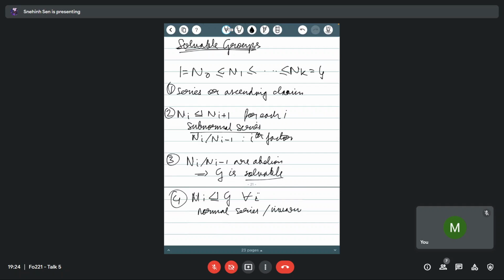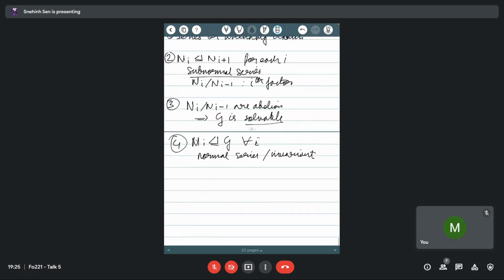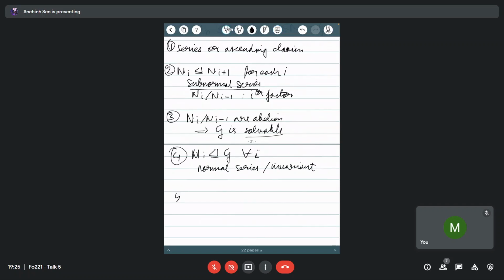Again, it's an easy fact that every group has a subnormal series and a normal series. Can you give me one for any group? One and G. Exactly, that's the trivial example. So every group has a normal series or a subnormal series. Perfect. And we are also interested in when it is abelian. So if the factors of a normal series are abelian, we call such a group super solvable. It's very nice in a sense.